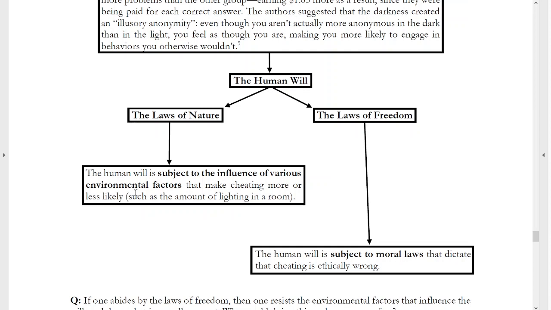So it's also possible, while we have certain aspects of our psychology that will push us to cheat or not cheat, we also have a sense that, you know what, cheating is the wrong thing to do. We also have a sense that although I might not choose to do the right thing, I know the right thing is not to cheat. And so although our will is influenced by the laws of nature, it's also influenced by the laws of freedom, by moral laws. Because we know the human will can also be motivated to make certain choices based on the fact that we know what's right or wrong.